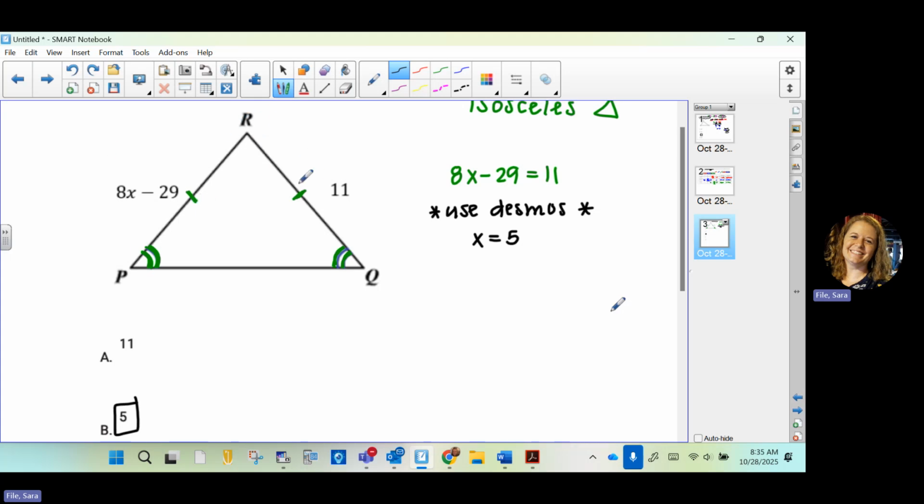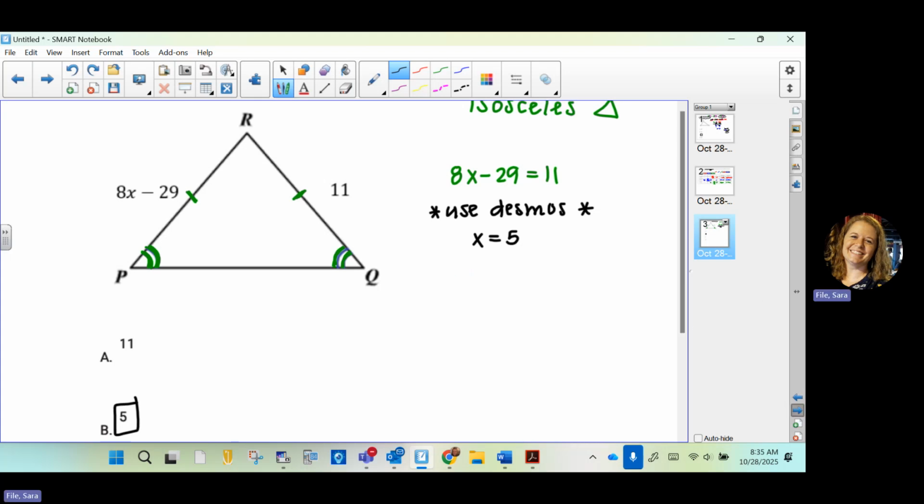What did they ask for? If this was not just a number, if this was also an expression, it had an X in it, you would set those two equal, solve for X, and then yes, you would have to plug the X back in. But since this one has a length, a measure, there's no X in it, you already know the side length.